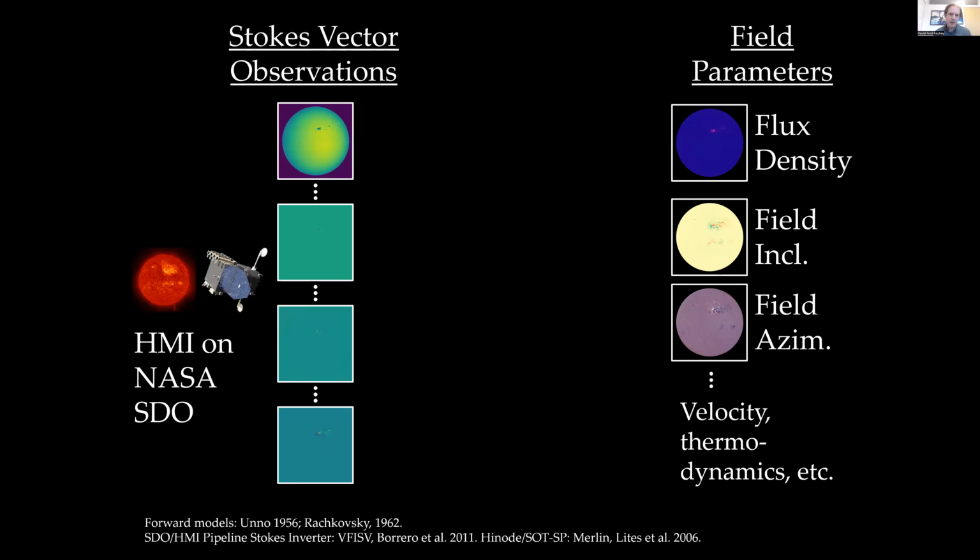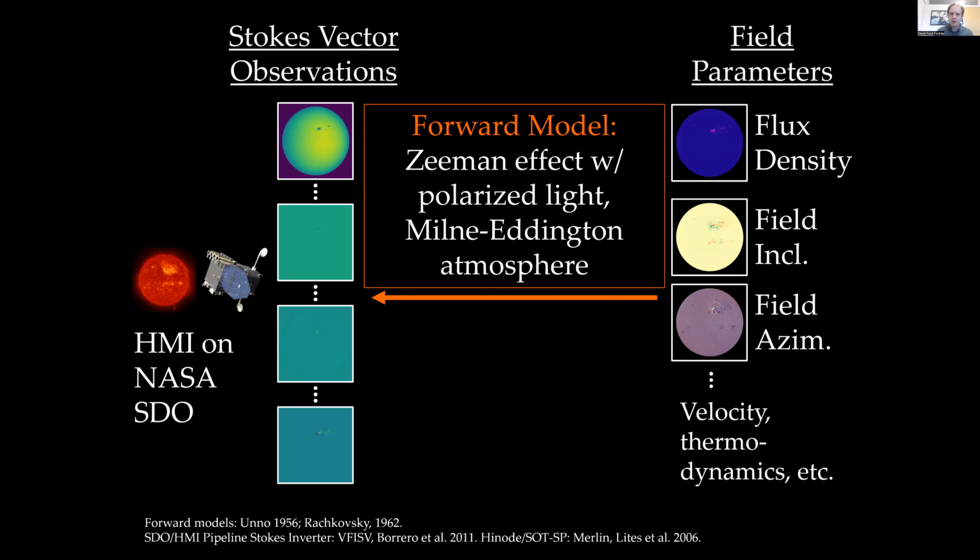To give you a sense of how these are normally generated, the basic idea is this. You can take the magnetic field parameters, like the flux density, the field inclination, the field's azimuth, the velocity of the plasma that's generating it, and a bunch of thermodynamic parameters. You can have a forward model that explains what observations you'd expect to see, and these are observations of polarized light. For example, HMI on NASA's SDO mission observes 6 band passes of polarized light, so that's 24 observations. Given a magnetic field, you can generate what light you should see.